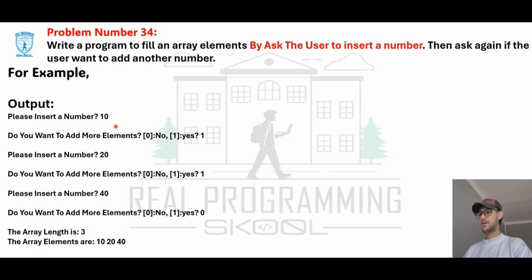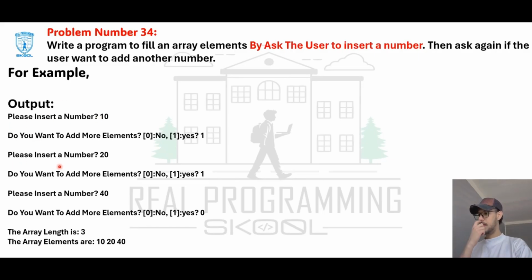Please insert a number. And the compiler will stop, waiting for the user to insert a number. I insert number 10, okay? And the compiler should ask me another question. Do you want to add more elements, which is more numbers? 0 represents no, 1 represents yes, according to the Boolean data type, okay? Because here I insert 1, as you see next to the question mark, the compiler displays for me for a second time the same question that asked me in the beginning once I run the program.